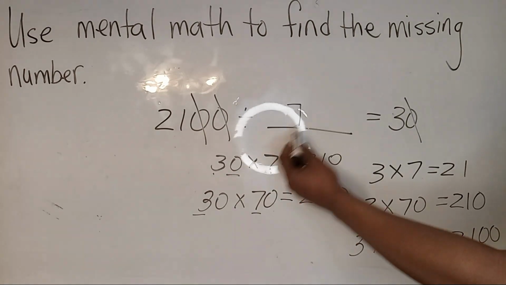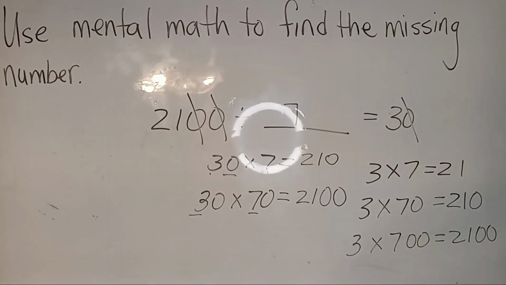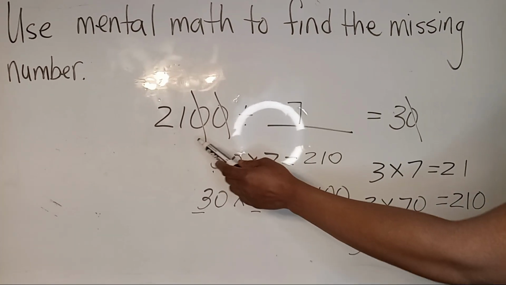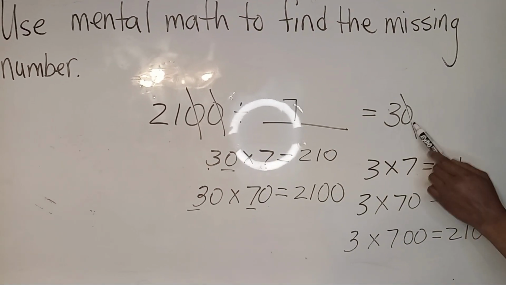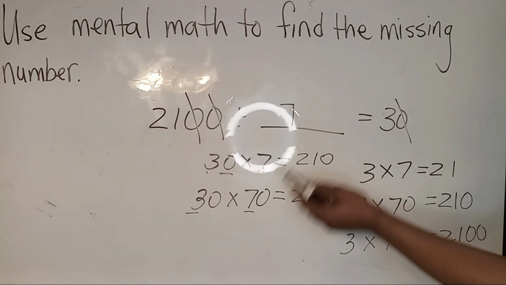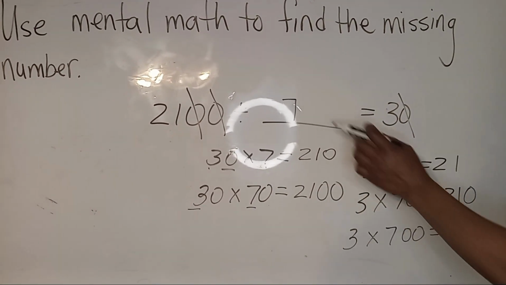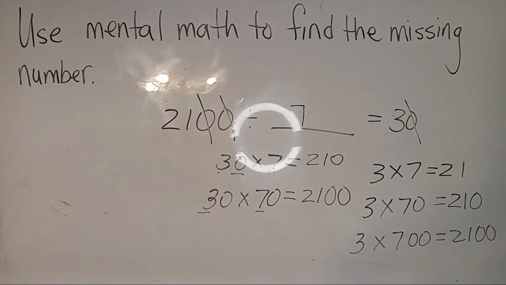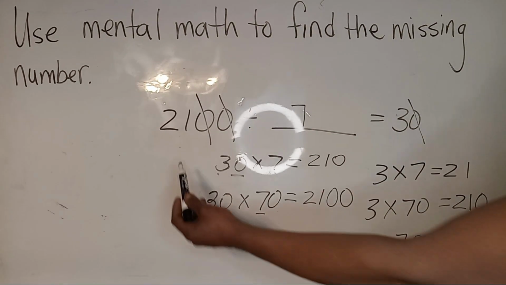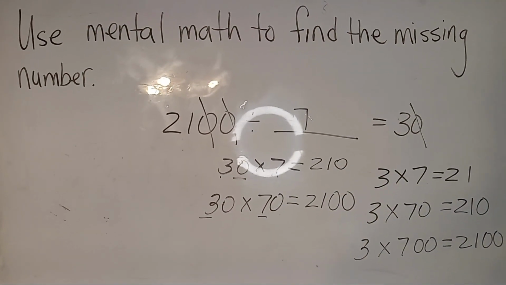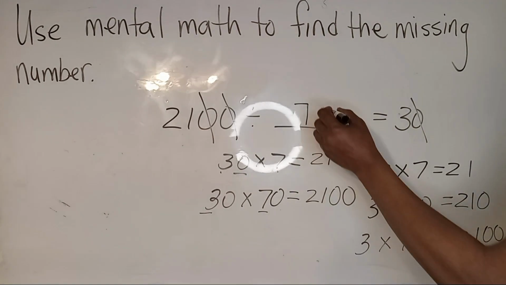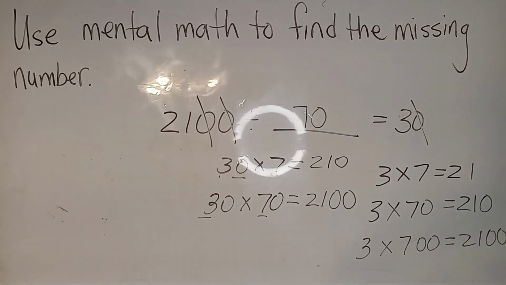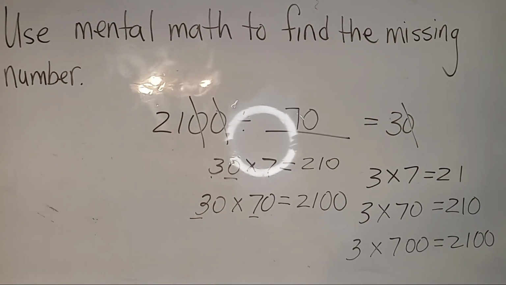So our missing number, should it be 7 or what should it be? We have 2100 divided by 7 equals 30. Is that right? Should it be 7, the missing number? What does 30 times 7 get us? 210. Is that 2100? No. All right, so which one gets us 2100? 30 times 70. Exactly. So the answer is 70. 30 times 70 is 2100. That's the answer for the missing number.